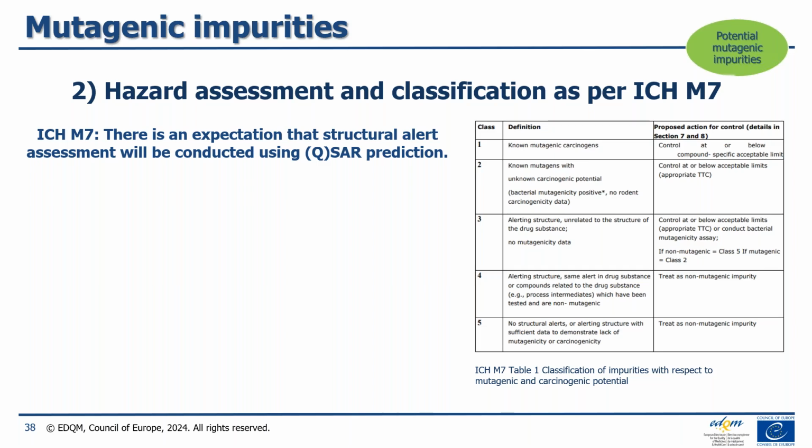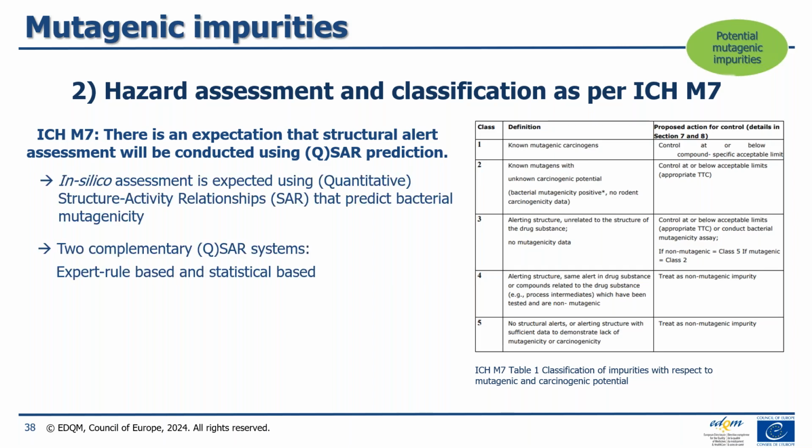And the guideline states that there is an expectation that the presence of a structural alert and its assessment will be conducted using quantitative structure activity relationships predictions. So this means that in silico assessment is expected to be performed using those QSAR predictions, which would predict the outcome of a bacterial mutagenicity assay. So this in silico assessment is expected to be performed using 2 complementary methodologies. So one which is expert rule-based and the other one which is based on statistics.